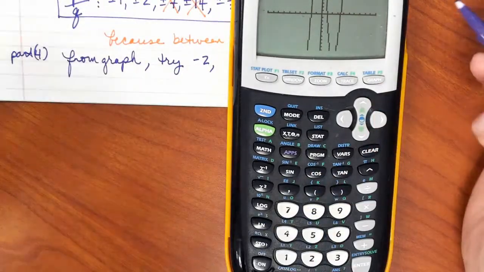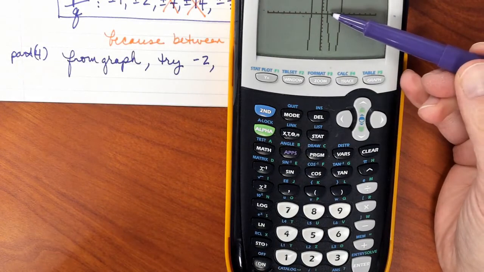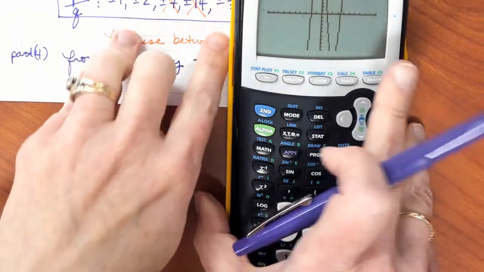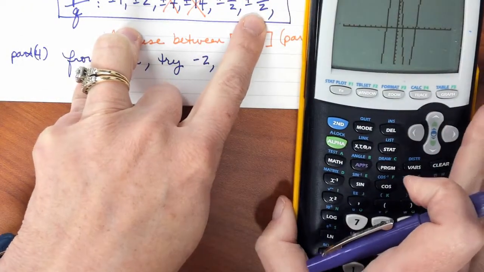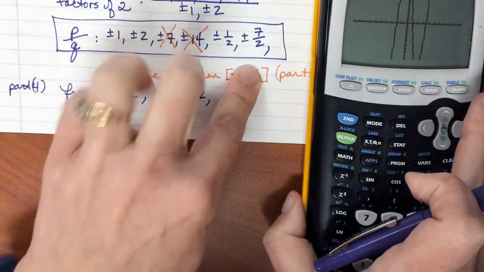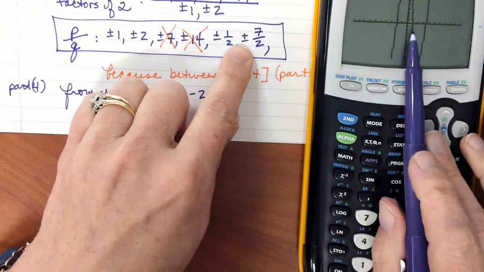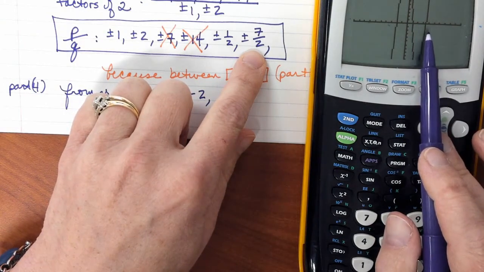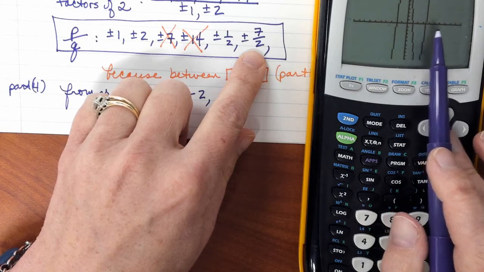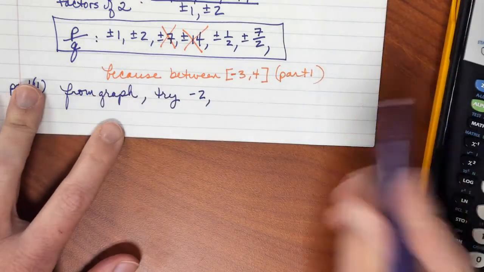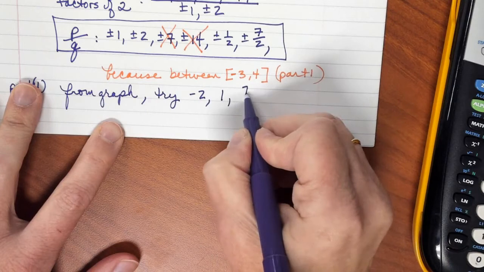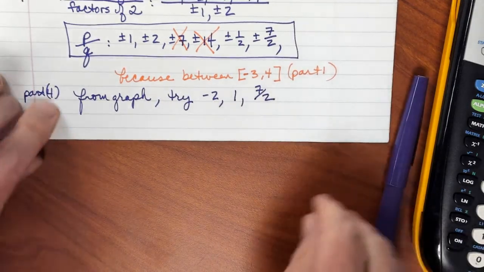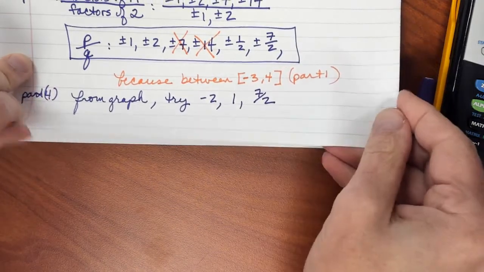And it looks like it crosses here at 1, but there's going to be a fraction. Well, I have a fraction. I have 1/2 and I have 7/2. Well, 1/2, it's way past that. Well, a little bit past that because I think it's at 1. But the 7/2, all right, that could work. That would be 3.5. So I'm going to try those values, 1 and 7/2. We're going to see if those work with synthetic division. So here we go.